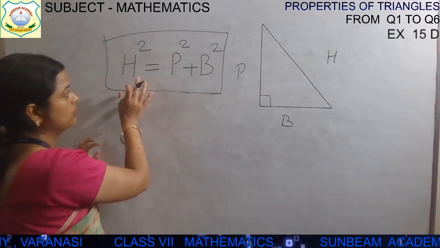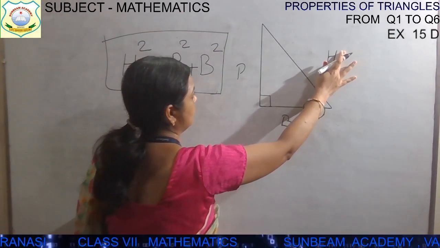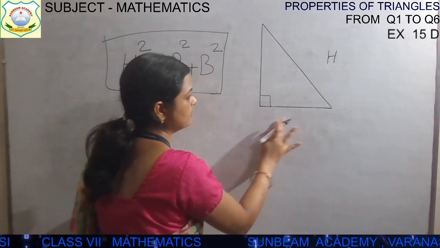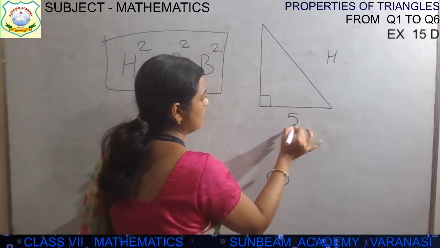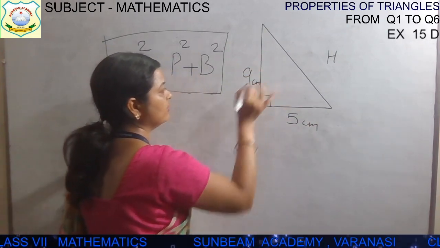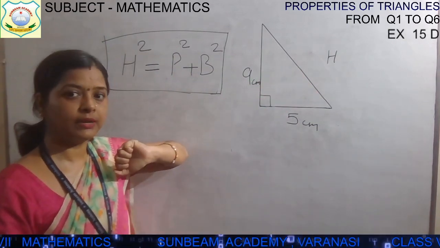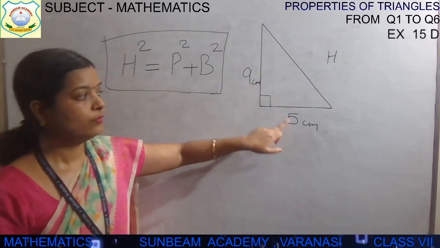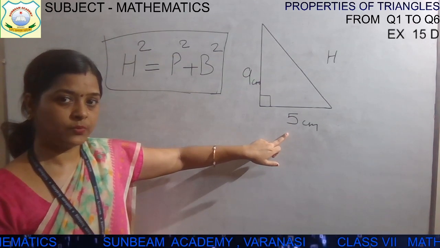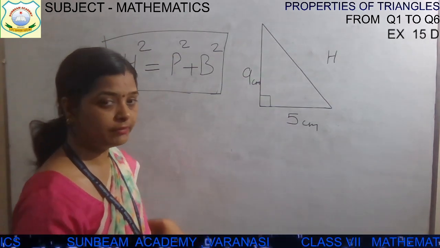Now, if you have to find the hypotenuse, and the perpendicular side and base side are given to us, for example 5 centimeters and 9 centimeters, then we can find the hypotenuse. For that, we take these two, 9 square plus 5 square, and we add them, and then we can find the value of that.